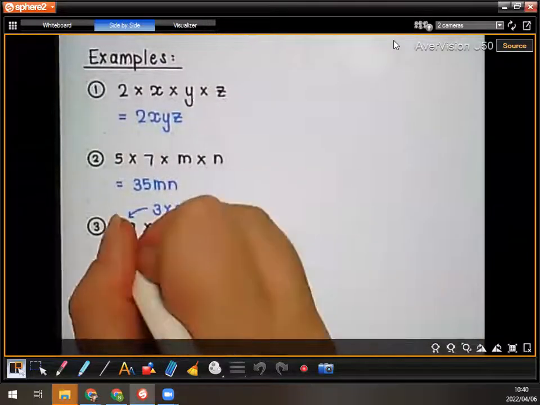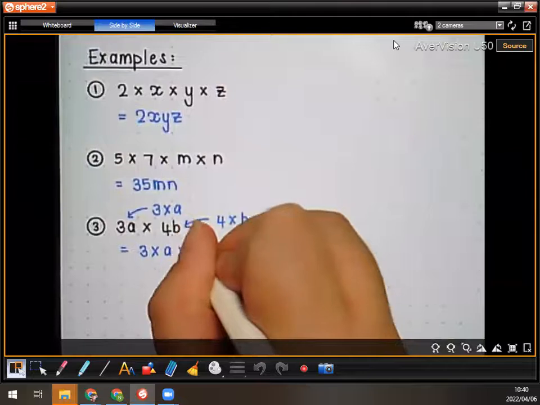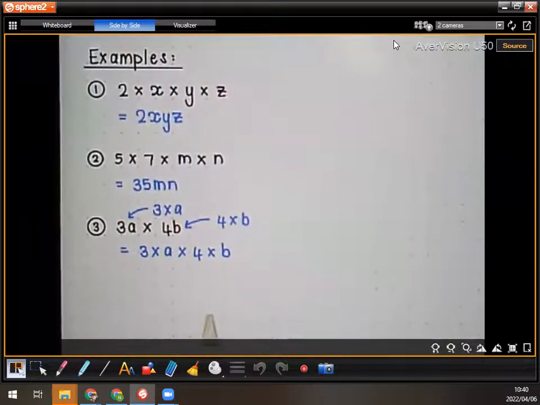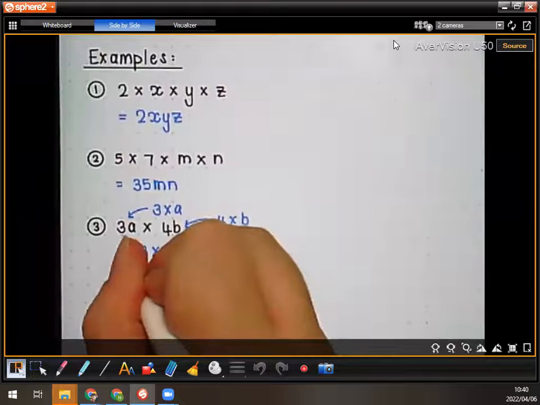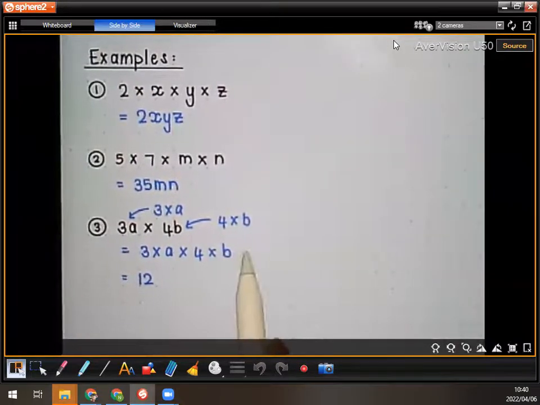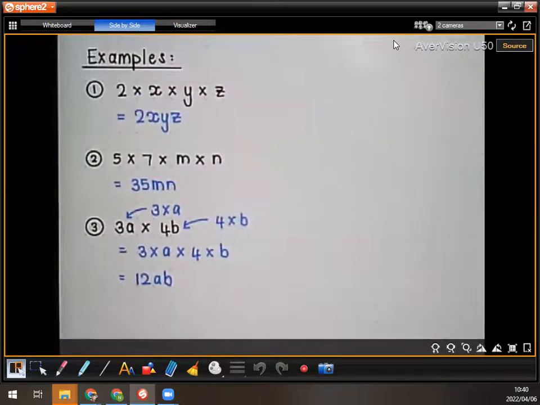I'm going to write that as a separate step. You don't have to in a test or exam, but just so that it's clear to everyone what we're actually doing here. Right, 3a is the same as 3 times a, and 4b is the same as 4 times b. Right, so do we agree that this line is the same as the question? Right, 3 times a times 4 times b. So guys, what is 3 times 4? 12. Right, we all know that. And we have an a, and we have a b. So 12ab, and that is the answer.